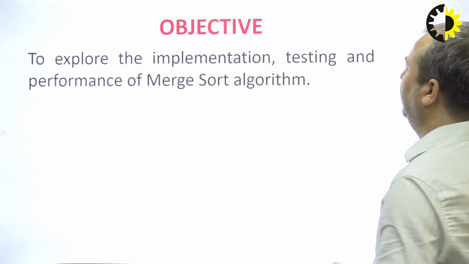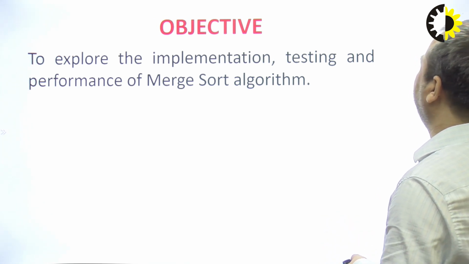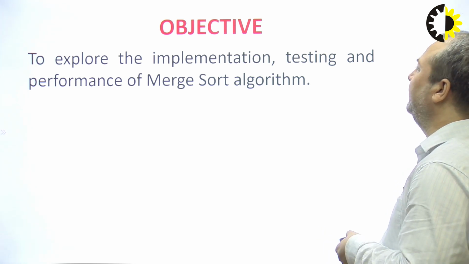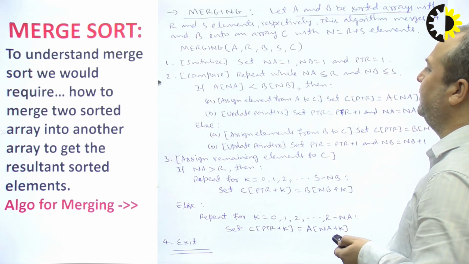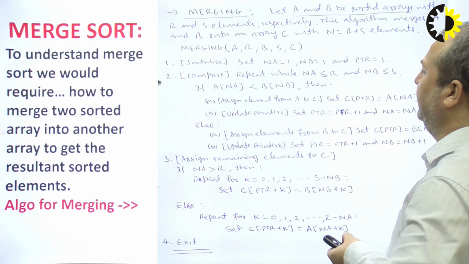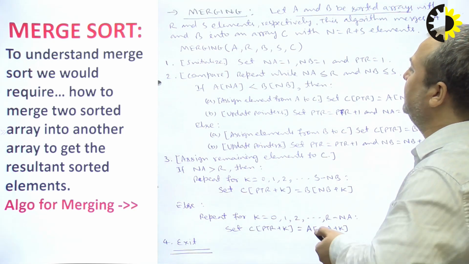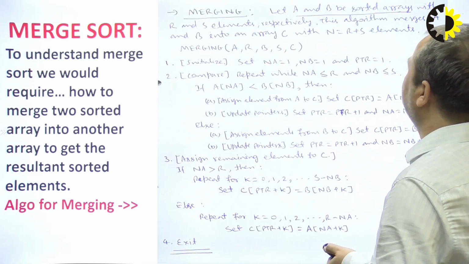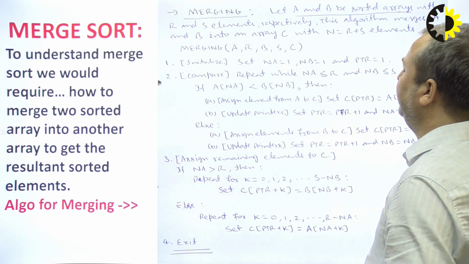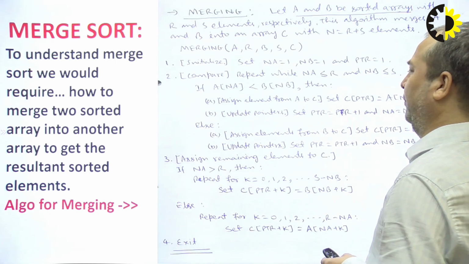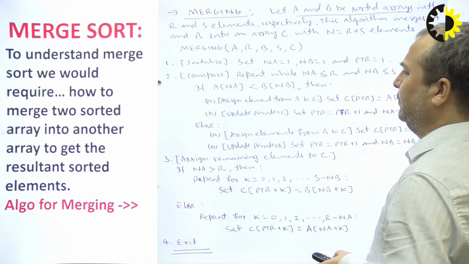What is merge sort? In merge sort, the objective is to explore the implementation, testing and performance of the merge sort algorithm. We will discuss merge sort in two ways. You will never forget the process of merge sort if you remember it, I assure you. First, we will simply discuss how merge sort works. Then we will adopt another approach which is based on the divide and conquer approach. So let's see with the simplest approach how we sort using merge sort.